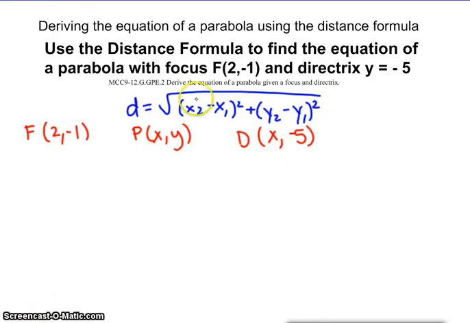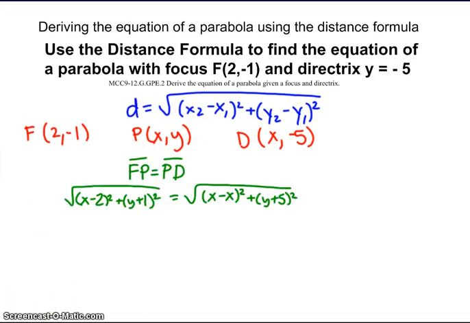I want you to pause and use the distance formula now. Alright, so using FP, I found that the distance is the square root of (x minus 2) squared plus (y plus 1) squared. Be careful here, there was a -1, so y2 minus y1 minus a -1 becomes a +1. And then PD, we have our (x minus x) squared plus (y plus 5) squared. Now what's nice about this is that x minus x is 0, and 0 squared is 0, so we can actually cross that out and get rid of it.